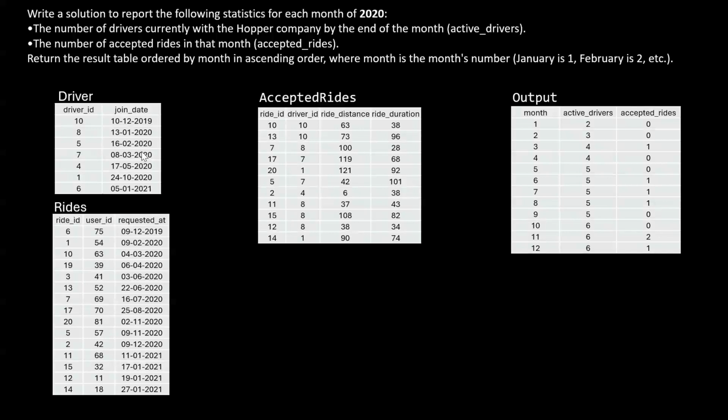Then we can separately find the accepted rides, which is quite straightforward. We can group by the month from the requested at date and find the count of distinct ride IDs from the accepted rides table. That gives us the accepted rides for each month, and we only do it for the year 2020. So that's the entire solution. Now we can jump to the IDE and write a query for it.